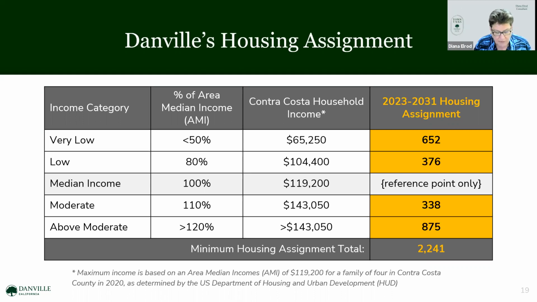At the low end of the income spectrum, a very low income family of 4 earns 50% of AMI, which in this case is about $65,000 per year. And at the other end, an above moderate income family of 4 earns in excess of $143,000 per year. The income categories matter because higher density zoned land, as I mentioned, multifamily housing, is necessary to provide units affordable to the lower end of the income spectrum. And in order for us to accommodate lower income households, the density for those kinds of sites must be at least 30 dwelling units per acre. We call this the default density. Next slide.